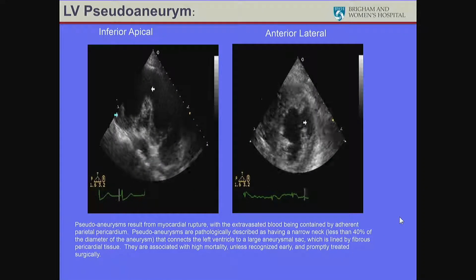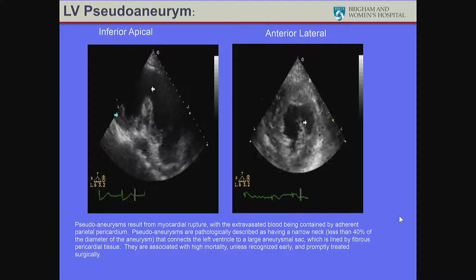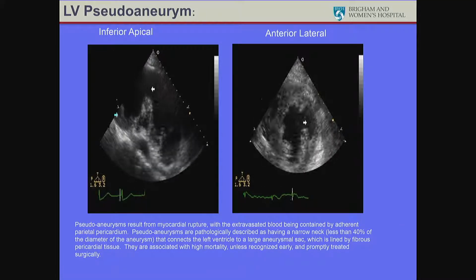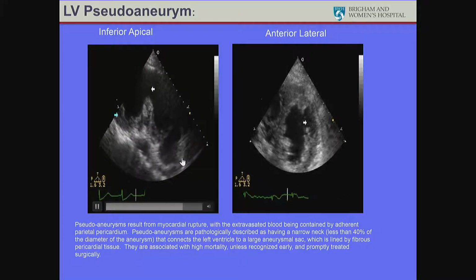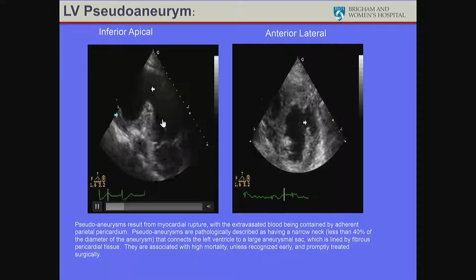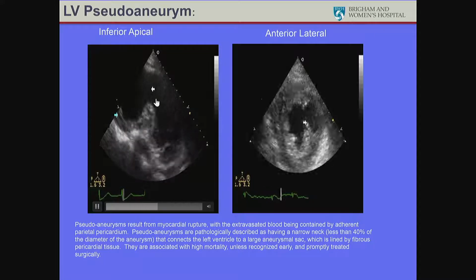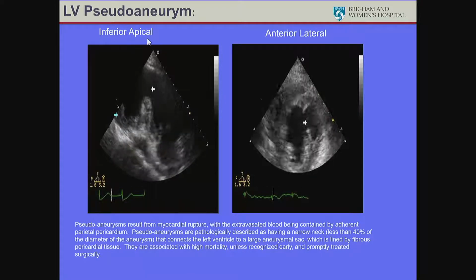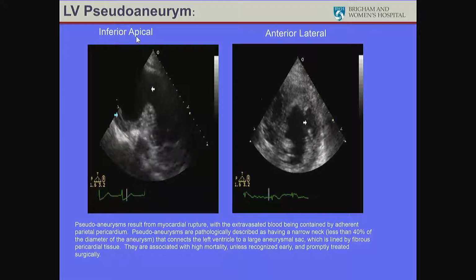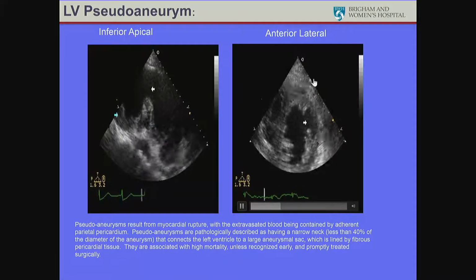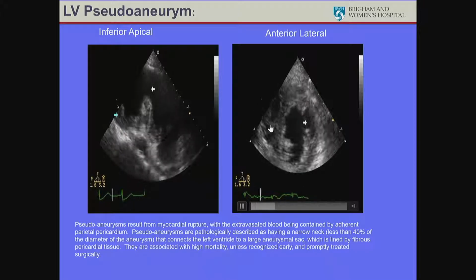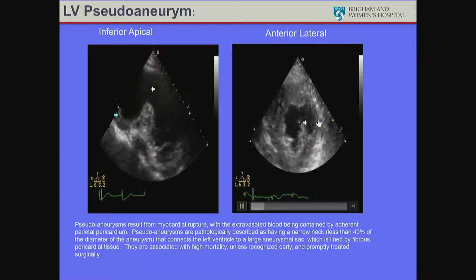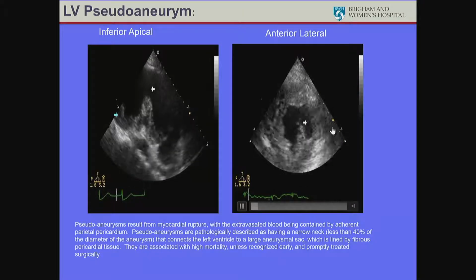Another potential catastrophic complication of myocardial infarction includes left ventricular pseudoaneurysm. Here we have an apical 2-chamber view demonstrating an inferior apical pseudoaneurysm. And on the right, we have a parasternal short axis view demonstrating an anterolateral left ventricular pseudoaneurysm.